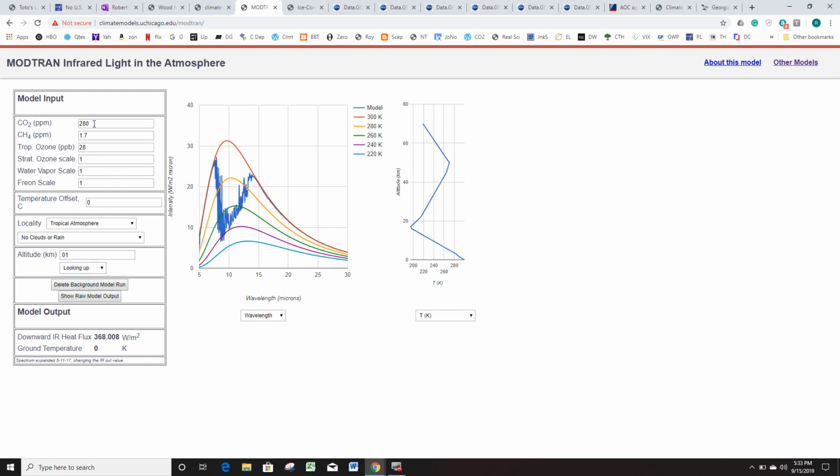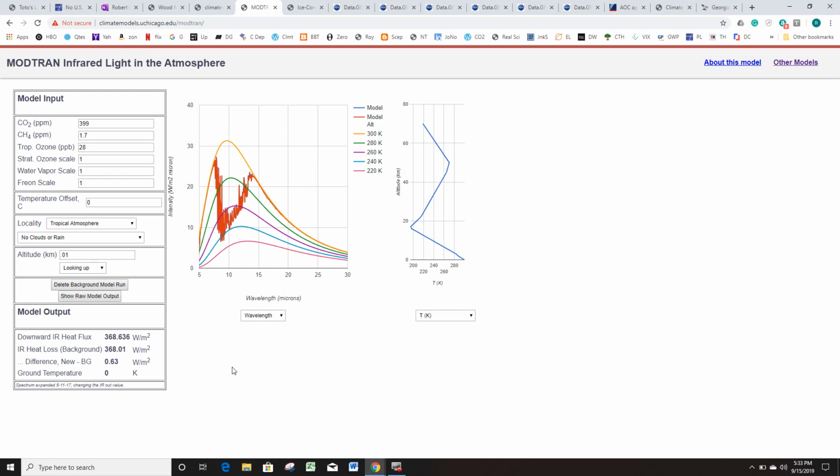Now we're going to delete that background model, and we're going to save this one to the background again. And now we're going to change this from 280 to 400. We can't do 400, remember, so let's go 399. Because remember, it kind of blows up when you do 400. So look at that. So we went from 280 to 400, a full 120, basically almost one third of what it was previously, and the added energy to the lower atmosphere is 0.63 watts per meter squared.